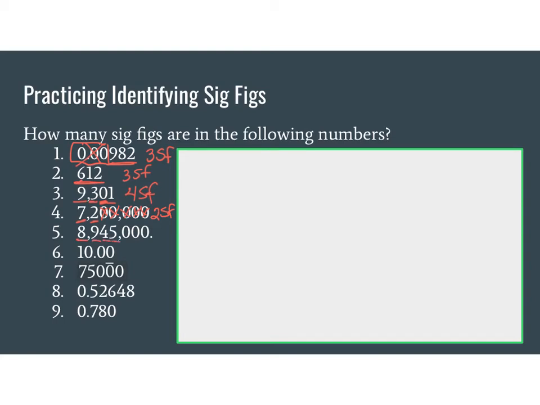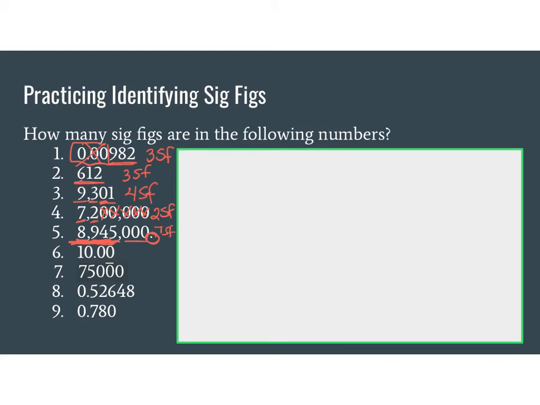However, when we look at number 5, we know the 8, the 9, the 4, and the 5 are all significant because they are non-zero values. Then we have 3 zeros here with a decimal place. That decimal place plus having something significant ahead of them, so you need both, makes all of those significant. So this has 7 sig figs.